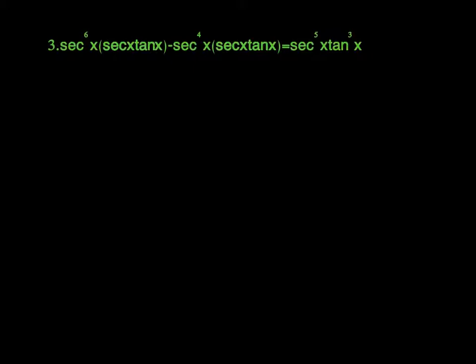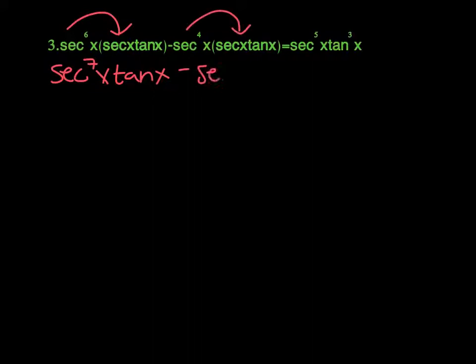Number 3 looks really, really hard. So we're going to take this a little bit at a time. I'm going to multiply through my secant squared times each of these. So this is going to give me secant to the 7th x tangent. Multiply secant to the 4th times that. So this is minus secant to the 5th tangent.